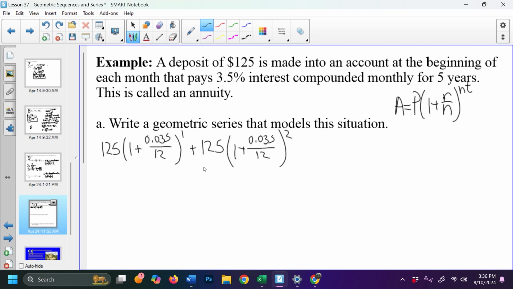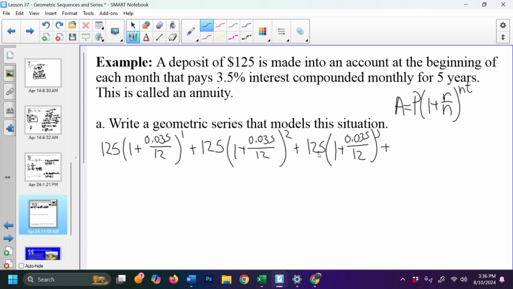At the end of the second month, you deposit another $125, and then at the end of the third month, this first $125 has now been in the annuity for 3 months. The second $125 has been in the annuity for 2 months. And then the third $125 has been in the annuity for a month. And that is going to last for 5 years.